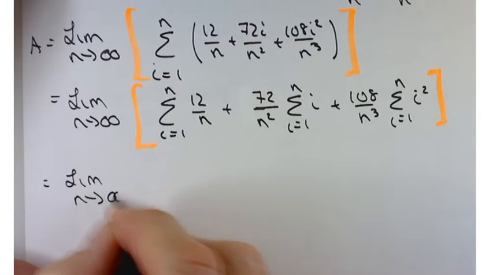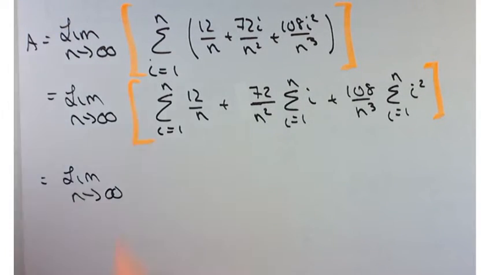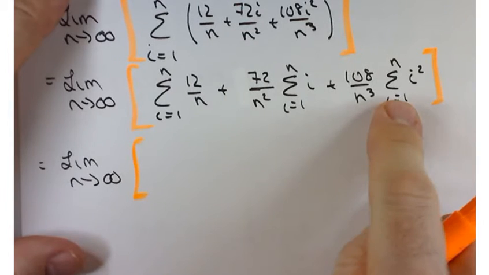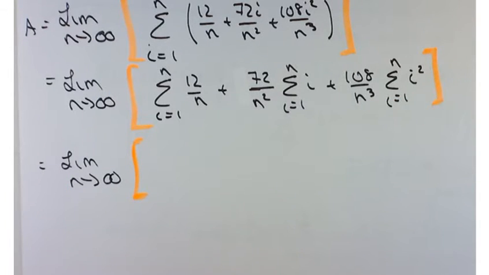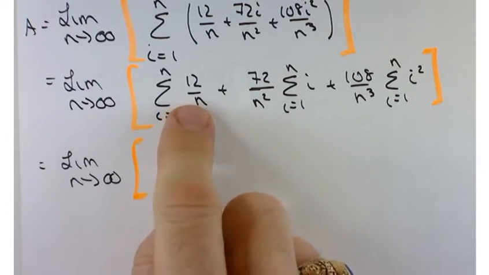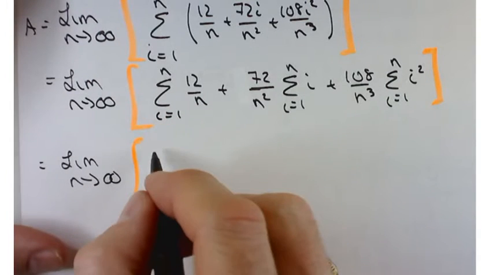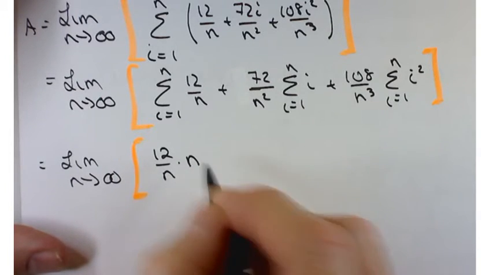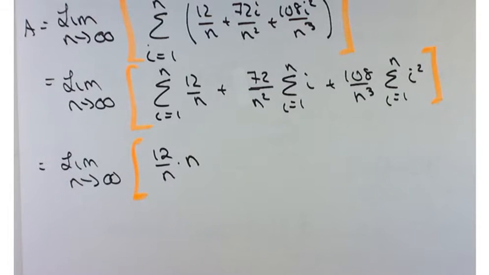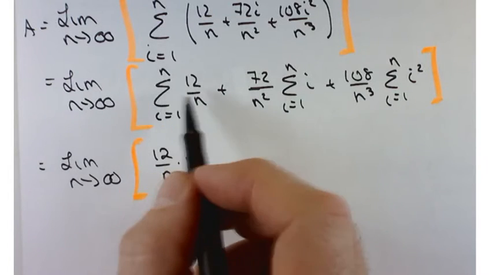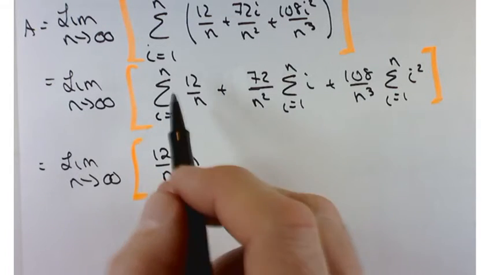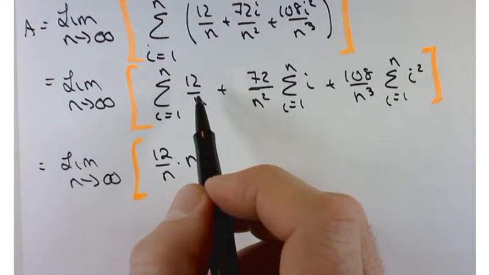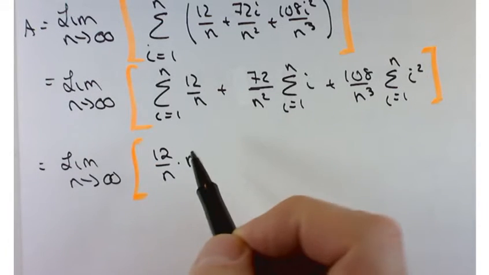Liam, maybe you can help me out here. These sums are going to get a lot simpler real fast. What could I replace this with? Actually, this is a constant. So it's just the number times the constant. So it's n times 12 over n.